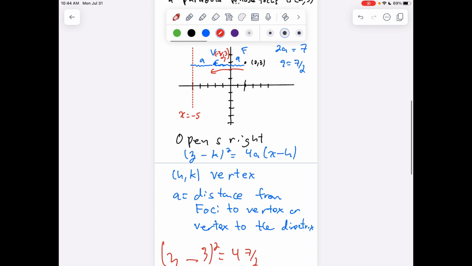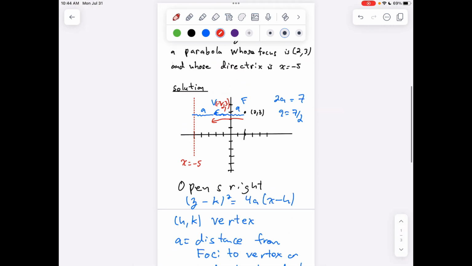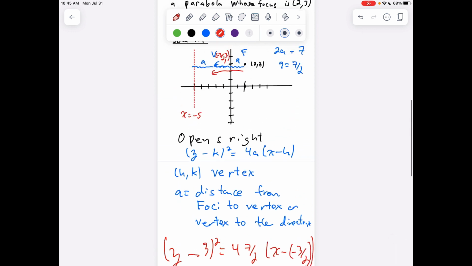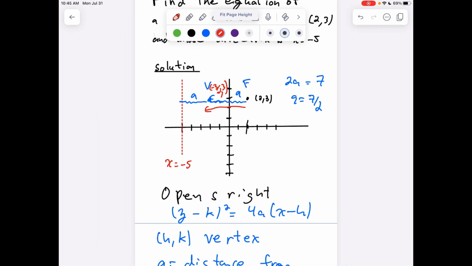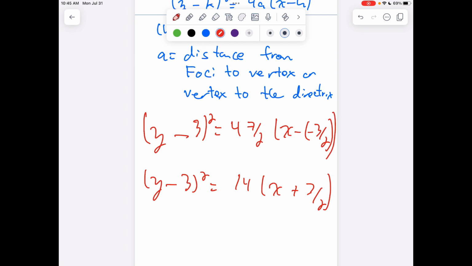And then my x value for my vertex is minus 3/2. So we put that in there, and I apologize, it's a little small, but there it is. And we get (y minus 3) squared equals 14 times (x plus 3/2). Simplifying that, 4 times the 7/2, and that is the equation.